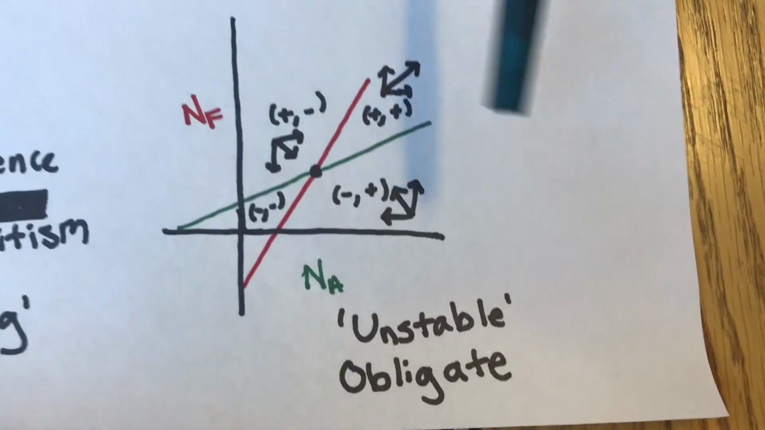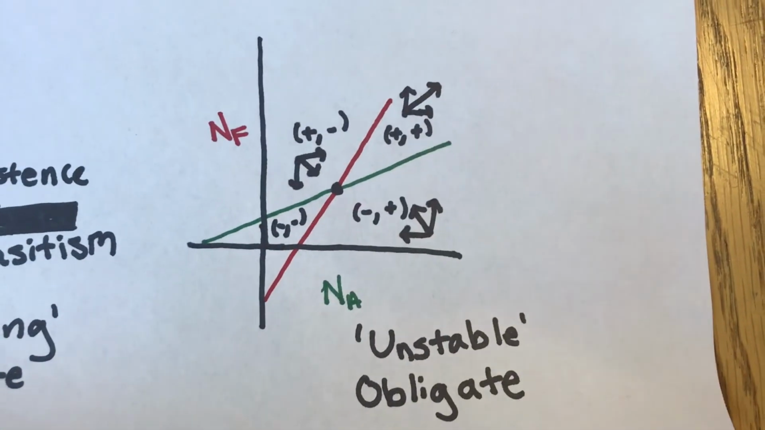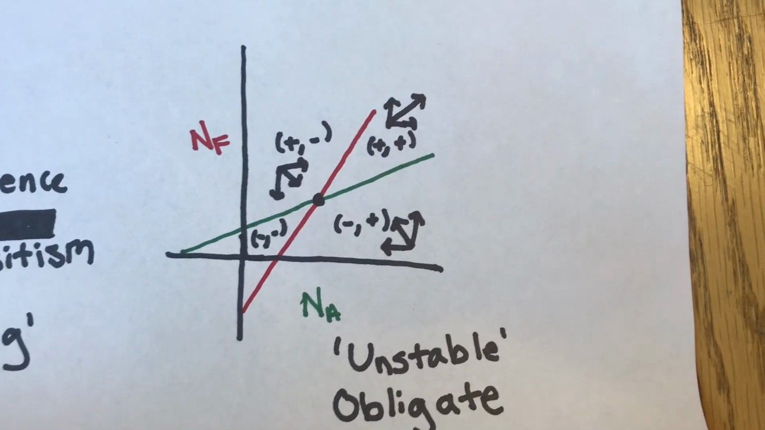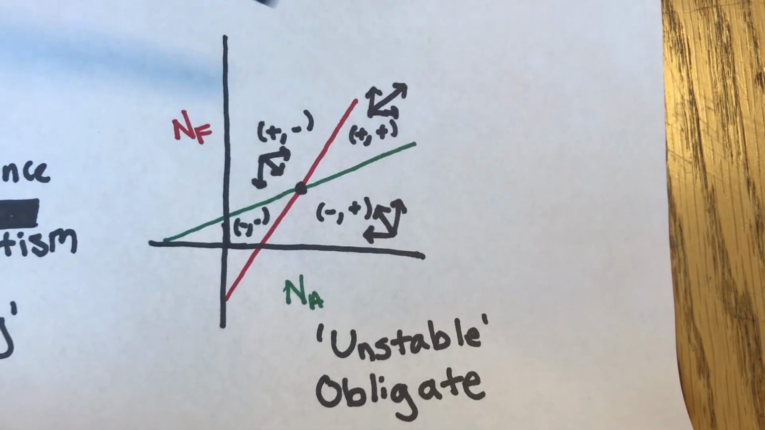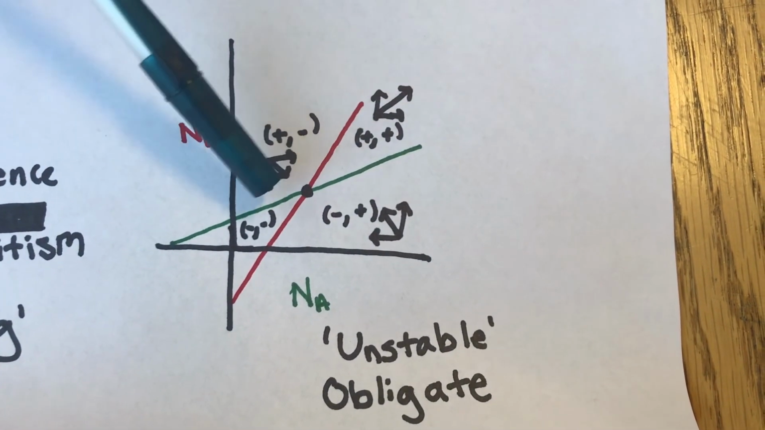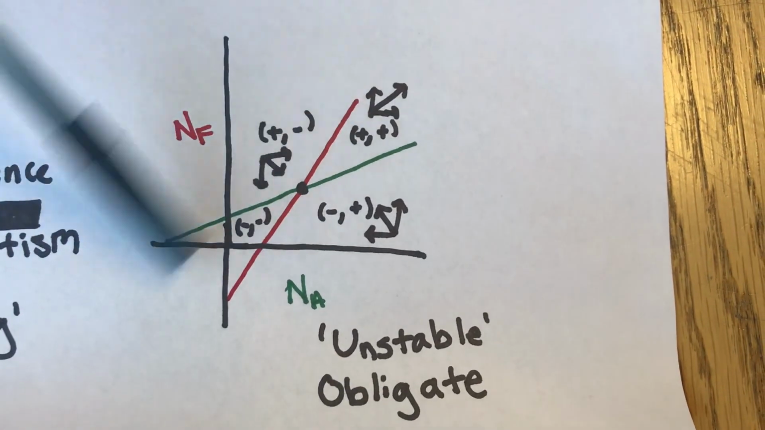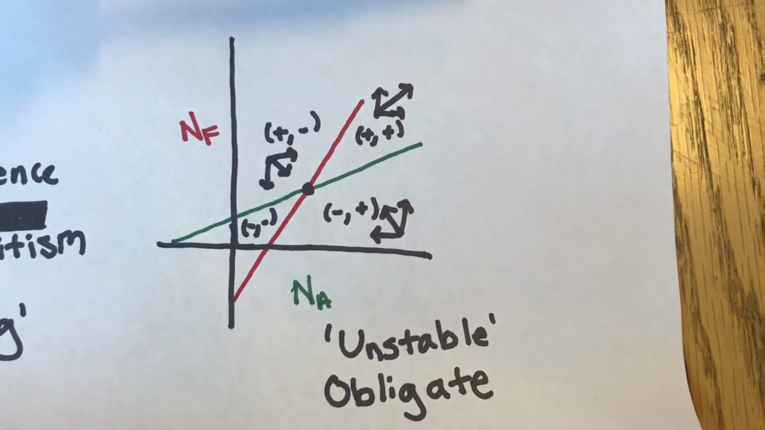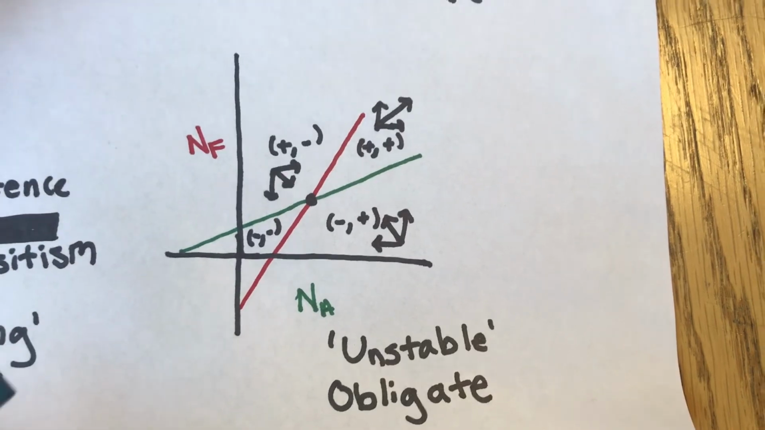And the last model is the unstable obligate system, which is really similar to the second scenario that we went over, the stable facultative, except that the vectors have flipped. So in this case, this equilibrium point is unstable, and the populations will actually move away from it, so they'll either grow to infinity or decline to negative infinity.